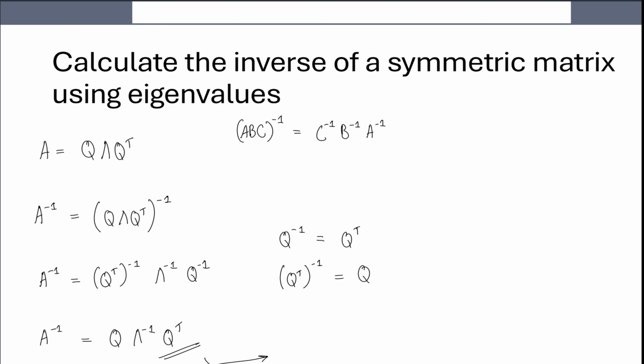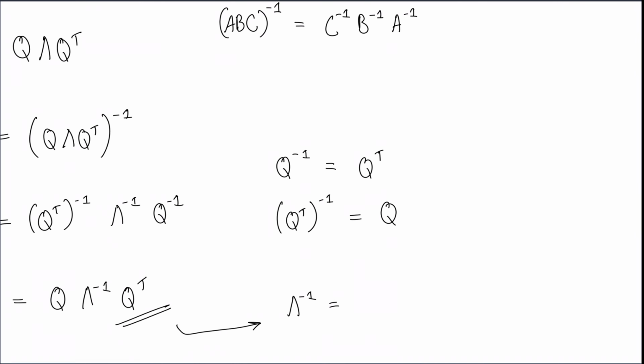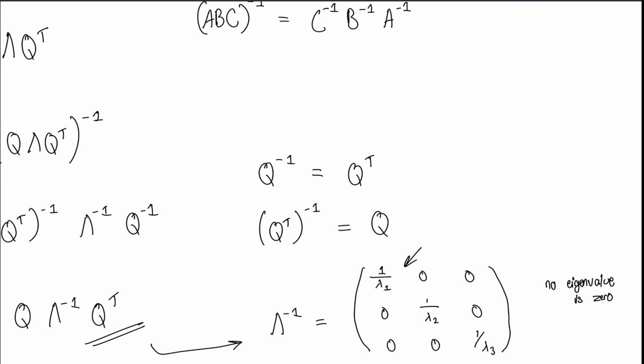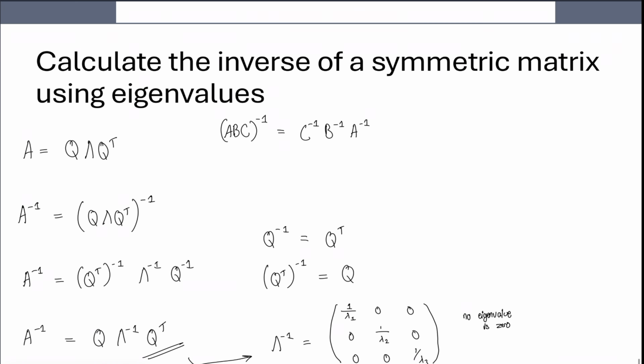A cool trick now is that when we find the inverse of this diagonal matrix, all we need to do is just invert each of the eigenvalues. What I mean by that is we just do 1 over the eigenvalues. But this is only the case when no eigenvalue is 0. And hopefully you can see why, as we can't divide by 0. So we can only do this when no eigenvalue is 0, which is pretty much always the case for us.